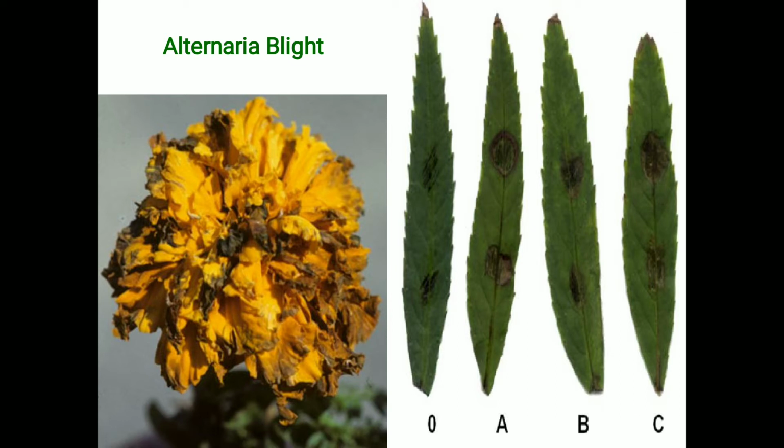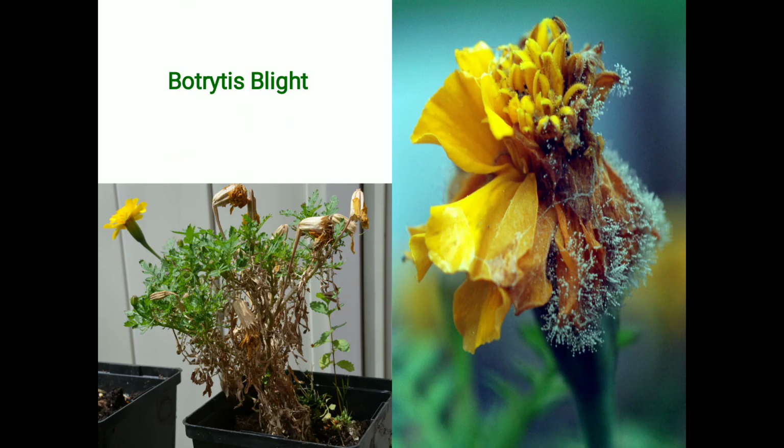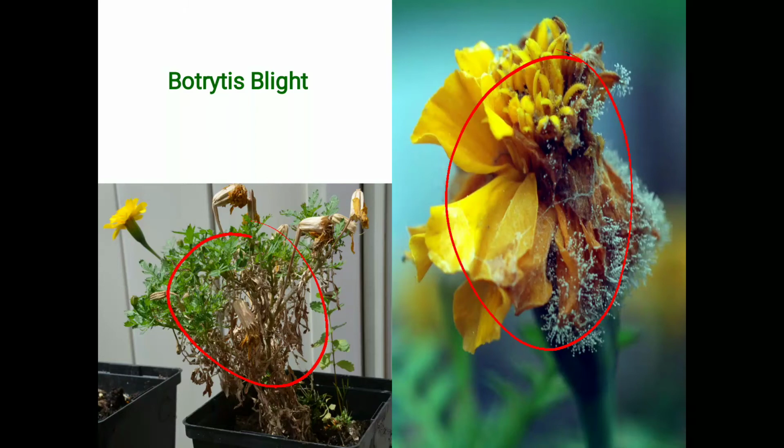Regarding symptoms, it mostly affects the flowers and leaves. At the initial stage, minute spots are observed on the leaf. Then after getting spots, the leaf and flower become blighted. Sometimes small lesions will be observed on the stem, and the plants start drying from the tip downwards.